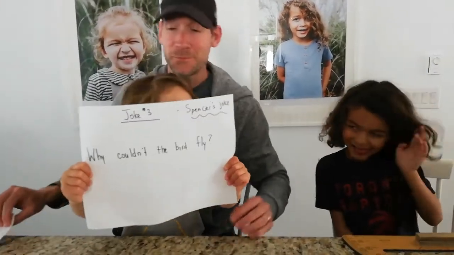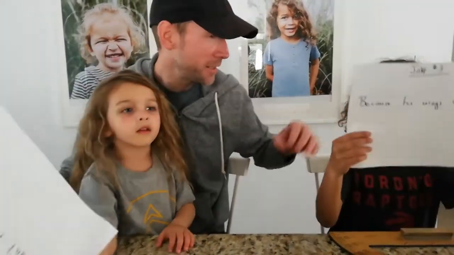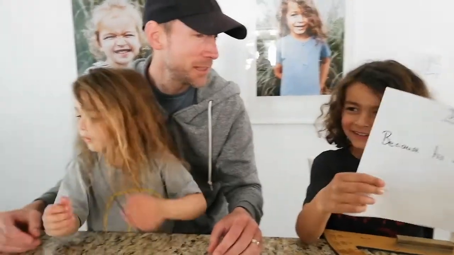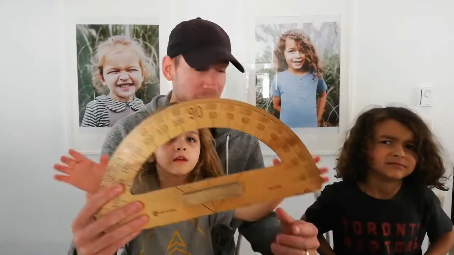Last joke, this special joke, is coming to you from my son Spencer. This is his joke. Why couldn't the bird fly? Do you want to say the answer? Because its wings were too weak. Poor bird. We hope that bird's wings get better. Alright.